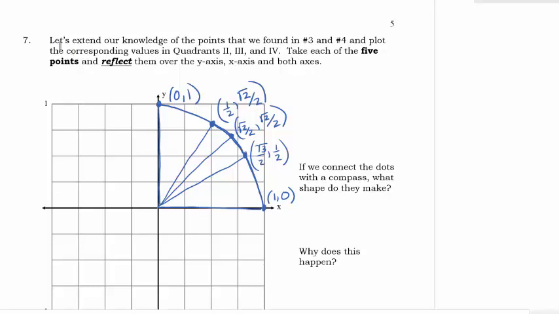So what we're going to do today is extend our knowledge of the points that we found in number 3 and number 4 back on page 3, and plot the corresponding values in quadrants 2, 3, and 4. So we're going to take each of the 5 points, these guys, and reflect them over the y-axis, x-axis, and both axes.